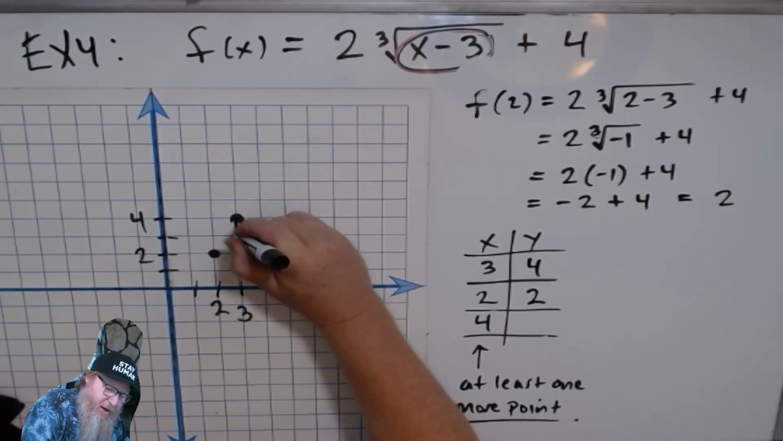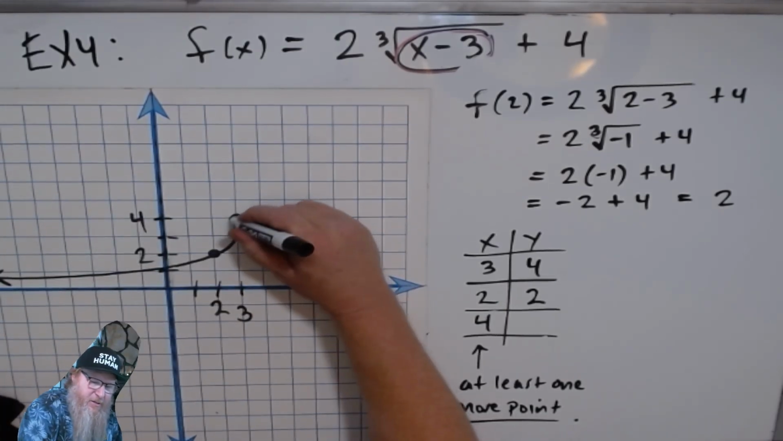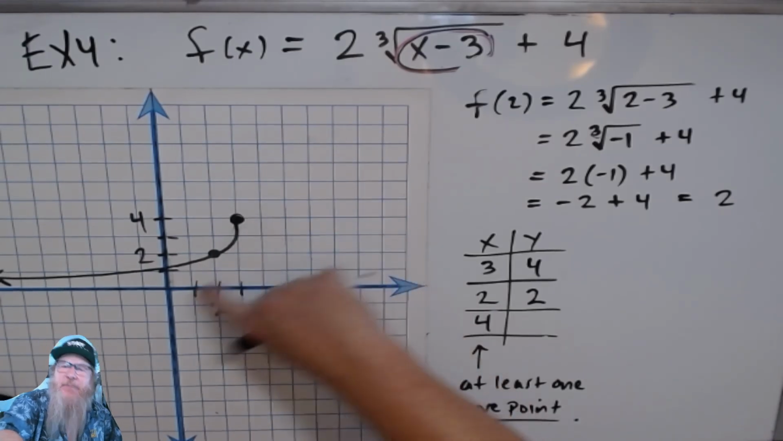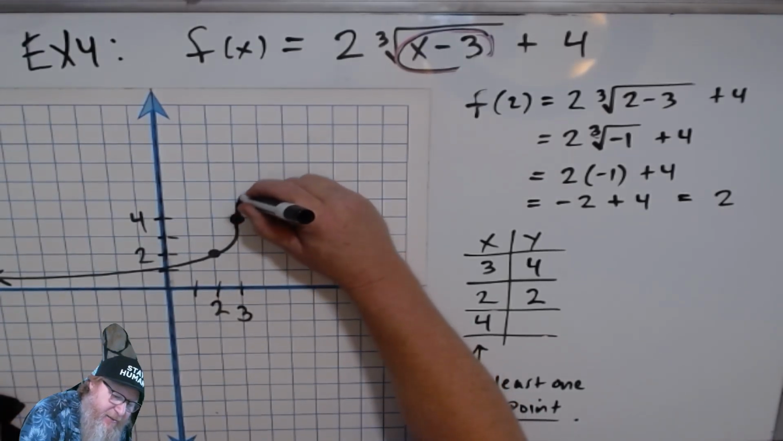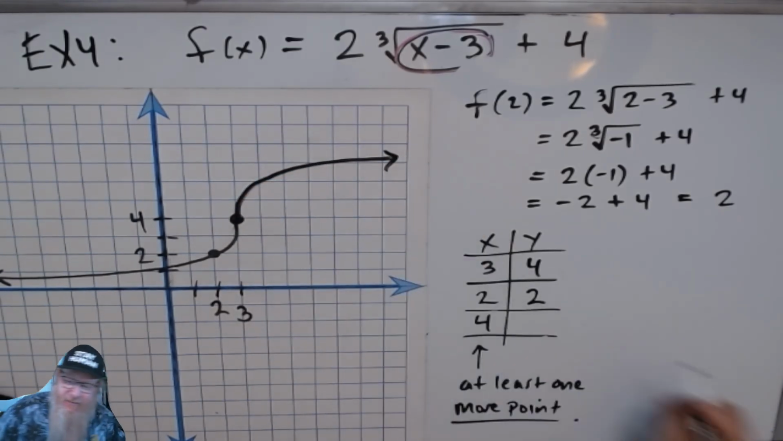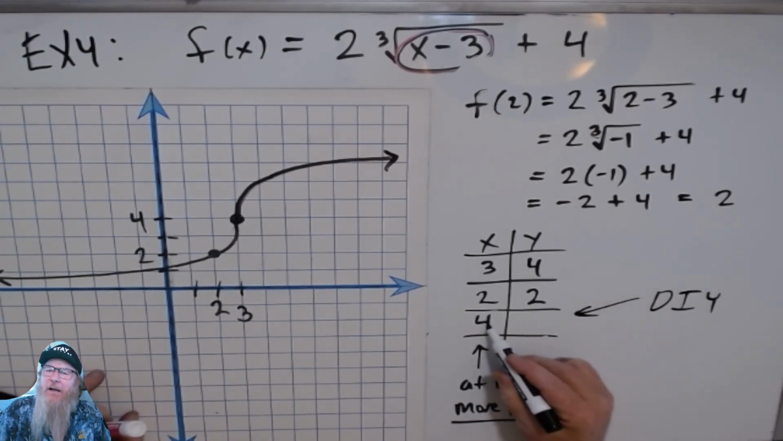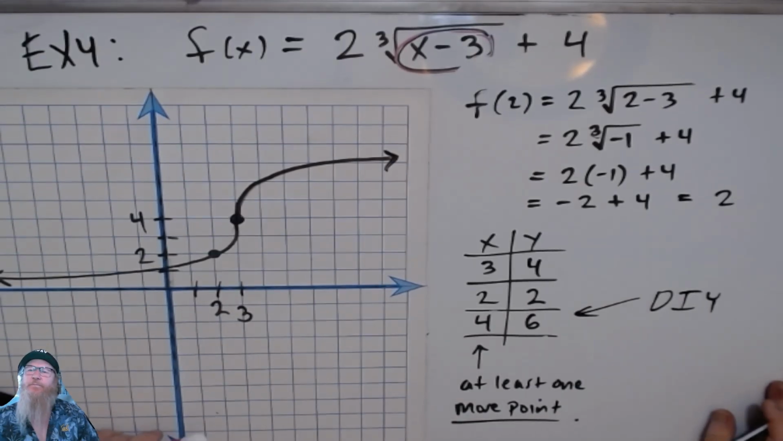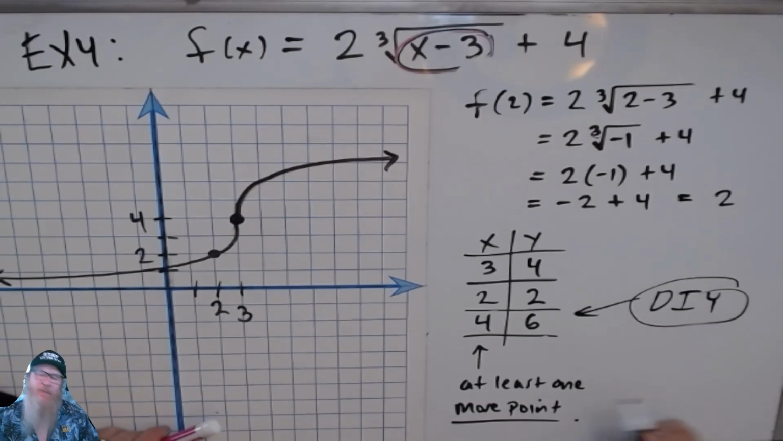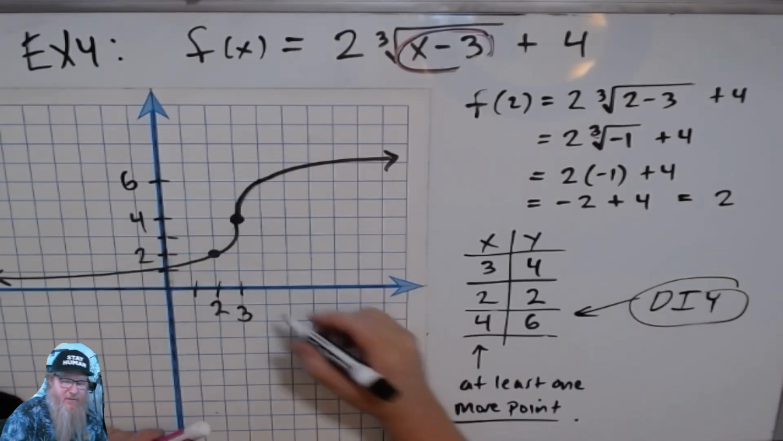And this is my graph. Now remember, it's a cube root. This is sometimes called the tail, but it also has a head. All right. I'm going to say DIY. If you plug in 4, you will get out 6. DIY. So you get another dot right here at (4, 6).